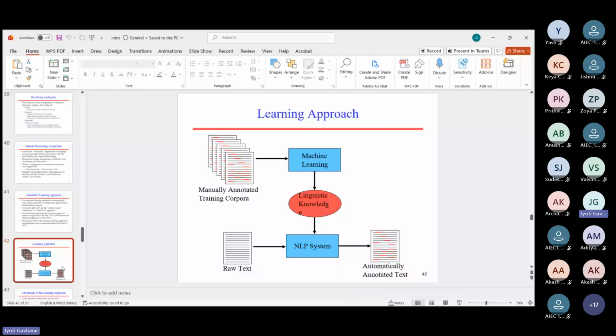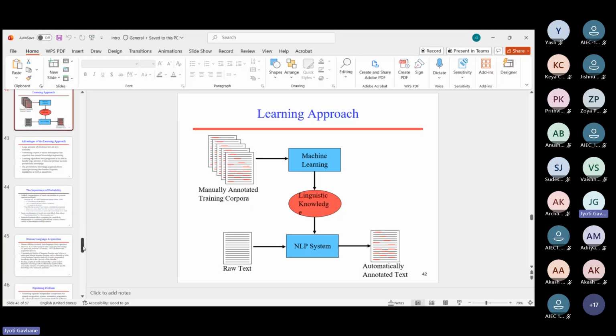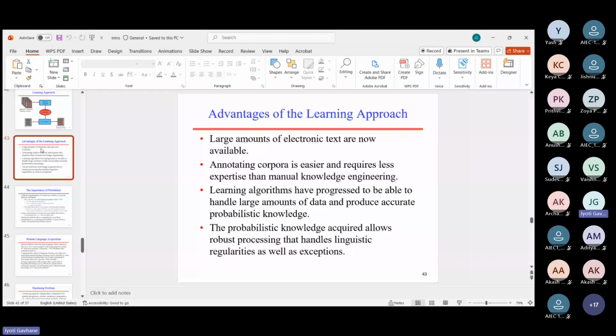So the learning approach, you may find machine learning, linguistic knowledge, and the NLP system. Manually annotated corpora has to be given to machine to learn, because you know the machine learning is into two phases, training and testing. So NLP system को क्या दिया जाएगा? Raw text. So raw text, how it is going to interpret with the help of already trained data. So you will find automatically annotated text. Now, advantage of the learning approach: large amount of electronic text are now available. Everyone knows that.